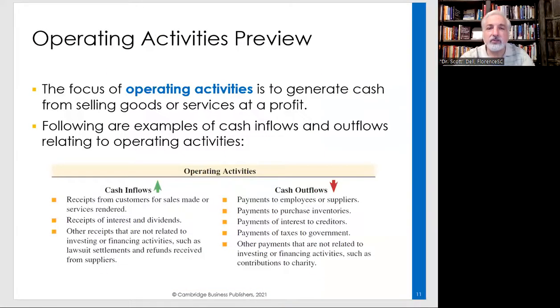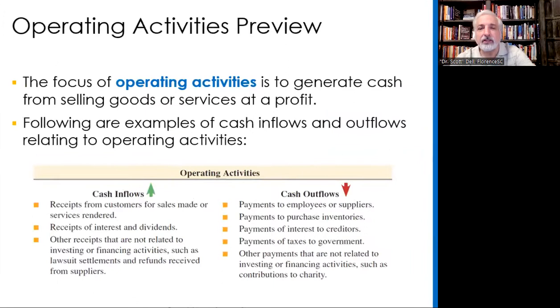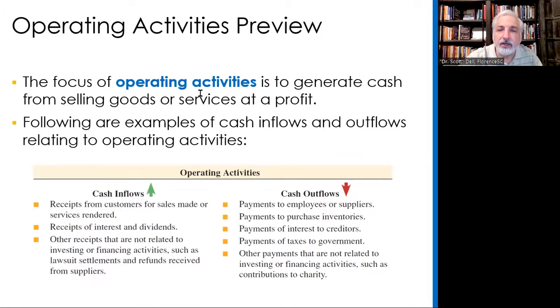A couple of the things, we'll preview the operating activities. Operating, again, we said was current assets and current liabilities pretty much. Generate cash from selling goods or services, so receivables, payables, those are all linked to operations. And we have inflows, receipts from customers. Okay, so we either got paid for sales or paid by receivables. Receipts of interest and dividends. Other receipts not related to investing or financing activities, such as lawsuit settlements and refunds received from suppliers.